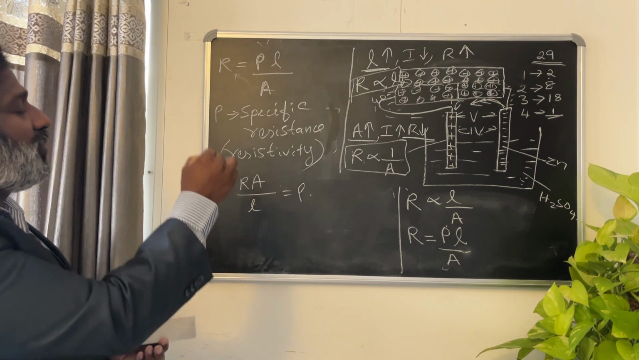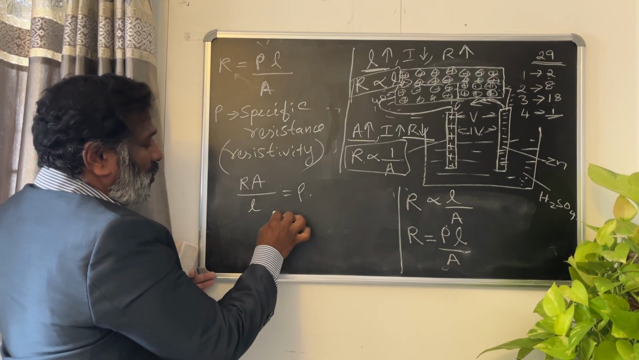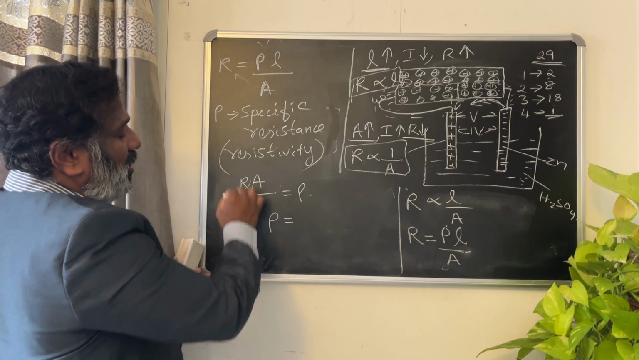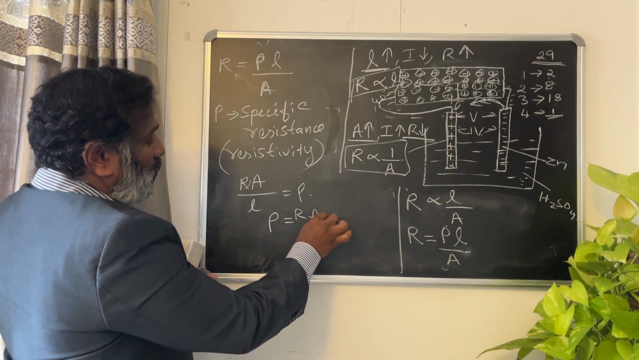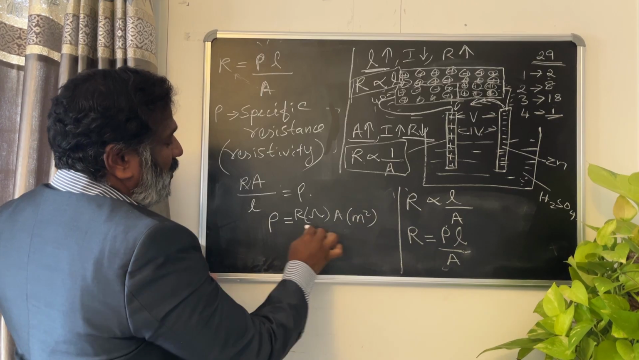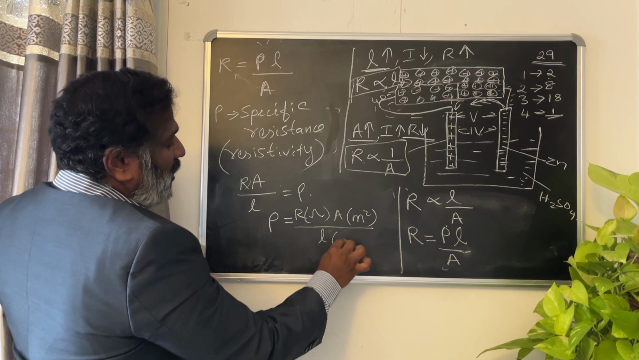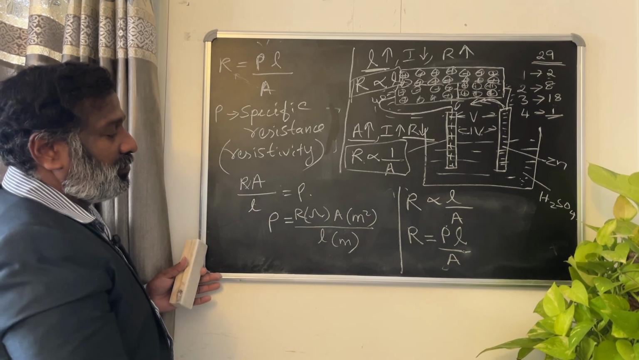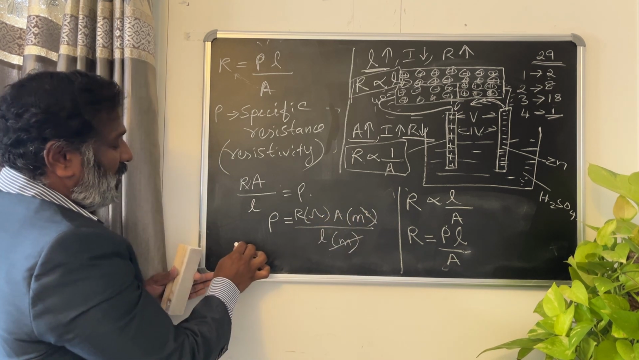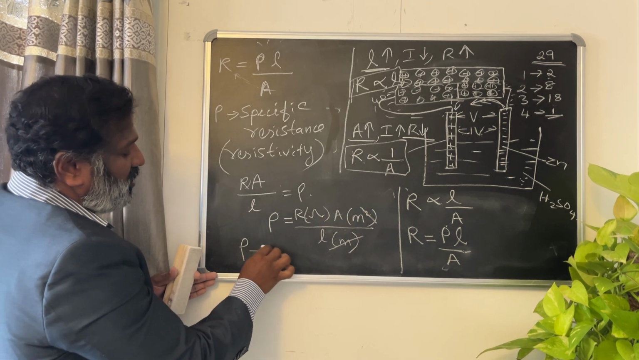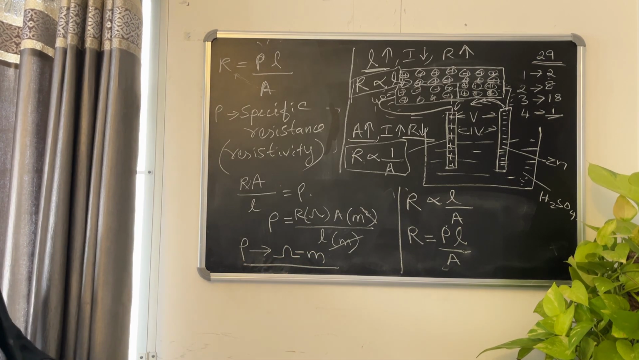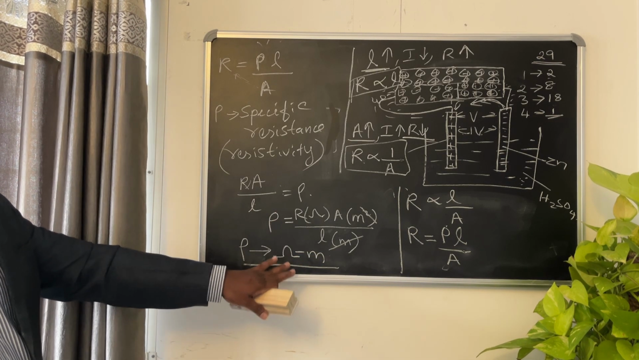So what will be the unit for specific resistance or resistivity? Rho equal to R A by L. What is the unit for resistance? Ohms. What is the unit for area of cross section? Meter square. Unit for length? Meter. So the meter and the meter square will cancel, leaving the unit for specific resistance or resistivity as ohm meter. The unit for specific resistance or resistivity is ohm meter.